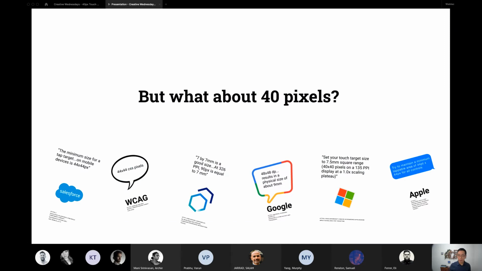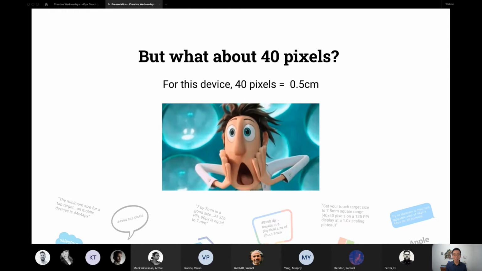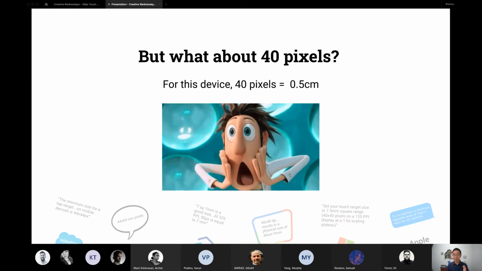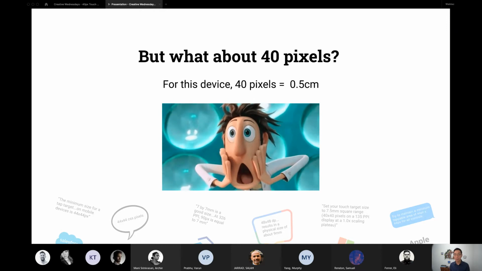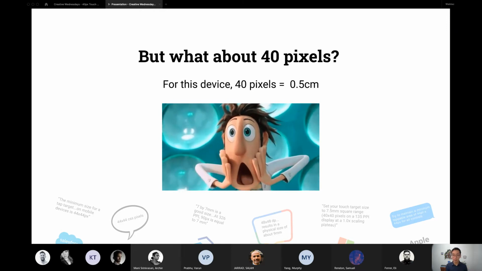And as I said, all these different design systems, these different companies are providing different numbers or values to say use 44, use 48, use 90 pixels even. It's not about the pixels, it's about the device. And in this case, this device is 40 pixels, which is like half a centimeter. It's really small. It's less than all the recommended touch target physical sizes of things.